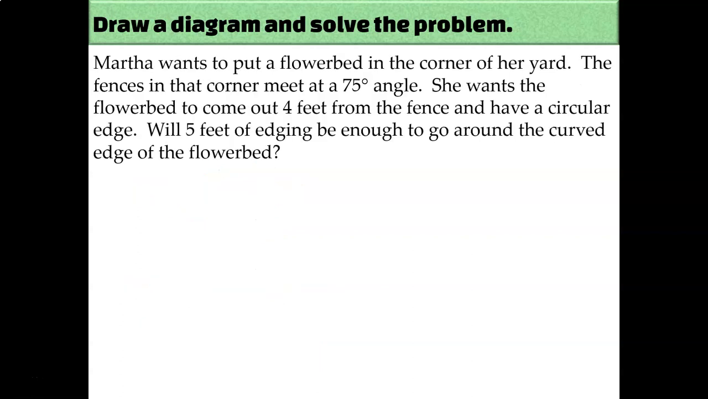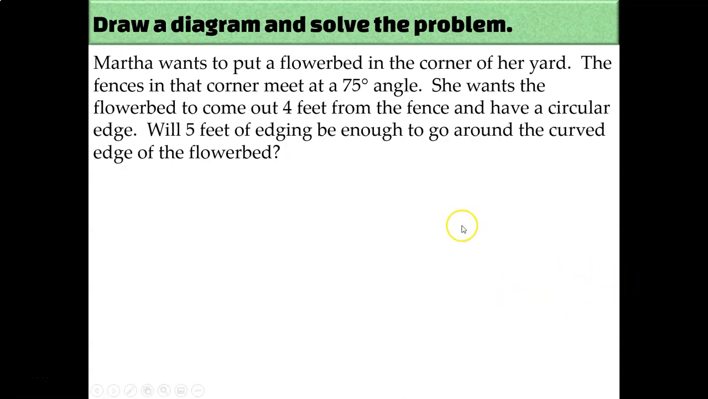Next up we have Martha, and she wants to put a flower bed in the corner of her yard in the shape of an arc. The fences in that corner of her yard meet at a 75-degree angle, and she wants the flower bed to come out 4 feet from the fence and have a circular edge. Will 5 feet of edging be enough to go around the curved edge of the flower bed?